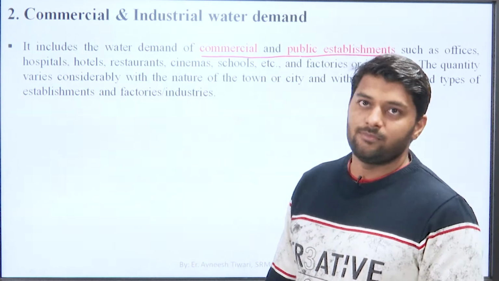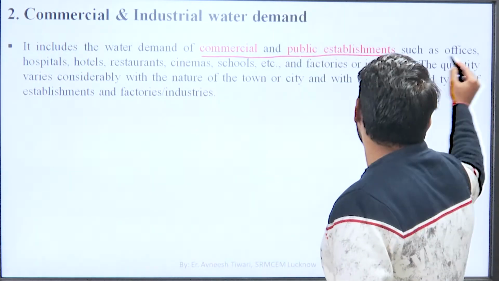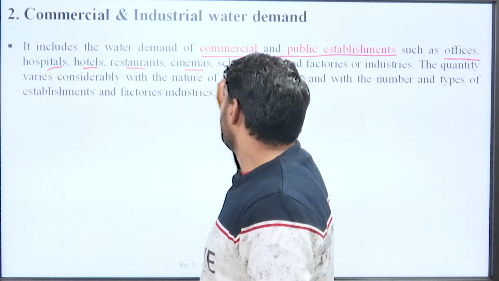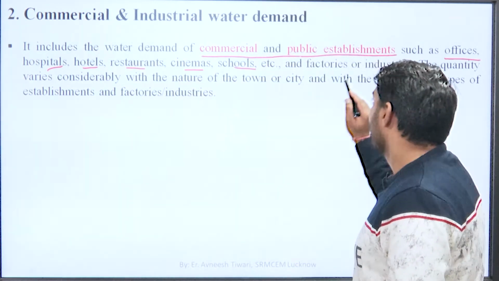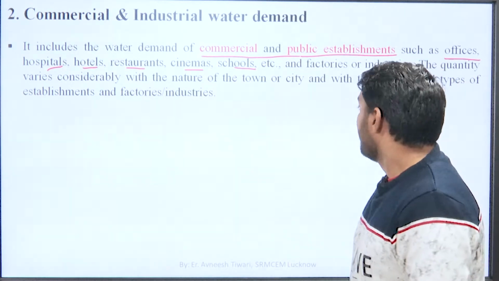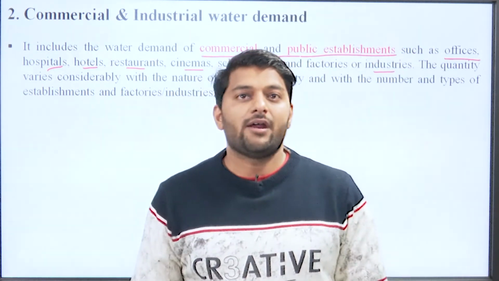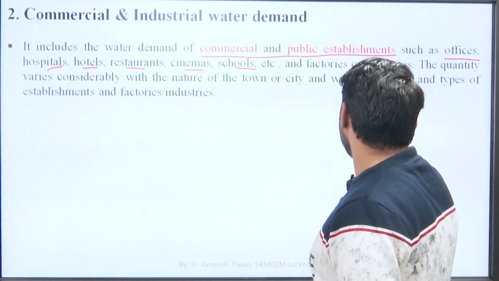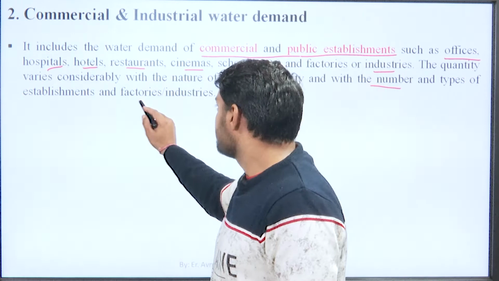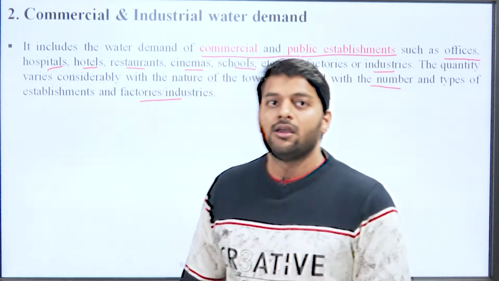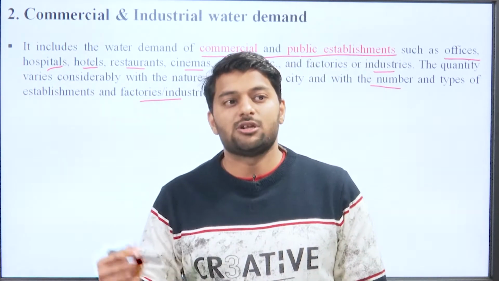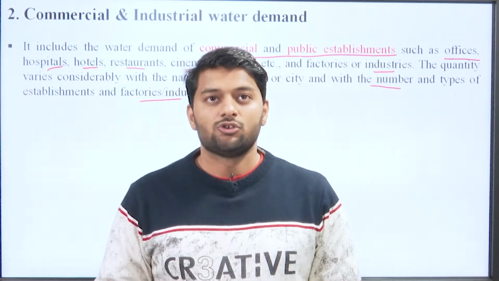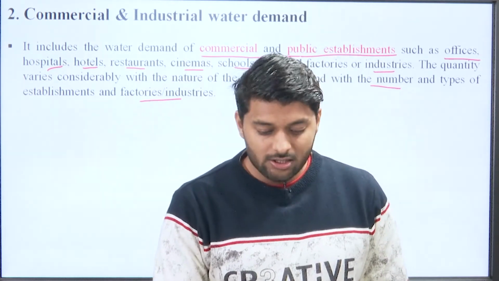Commercial and public establishments include offices, hospitals, hotels, restaurants, cinemas, schools, and factories or industries. The amount of water required here will depend upon the number of industries present in that area, or the number of establishments present in that area, the nature of the town, how many hotels are present there, and how many hospitals are present there. So it depends on those factors.